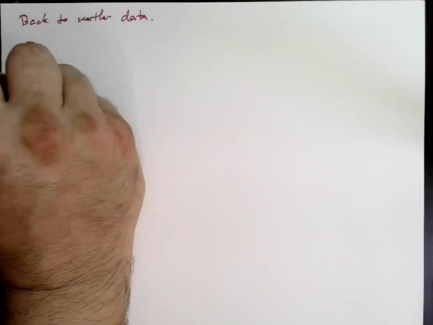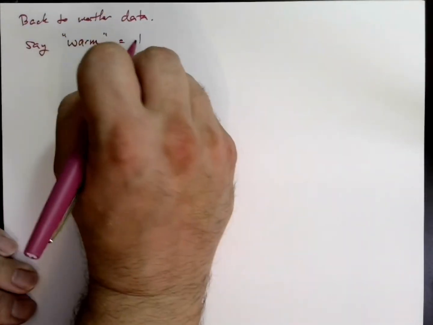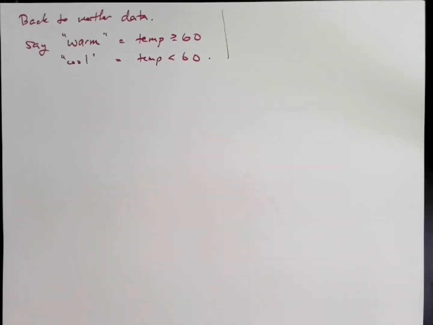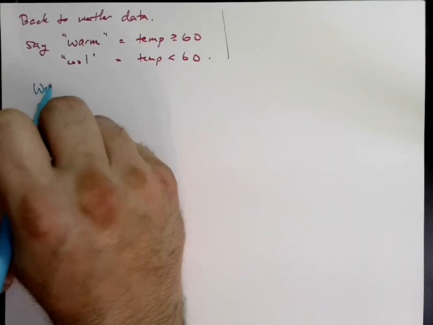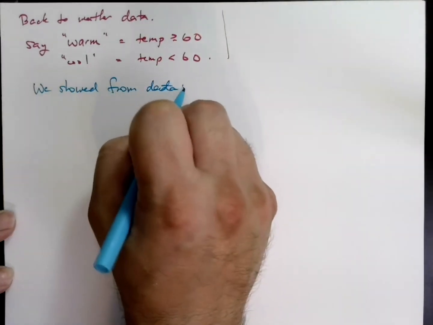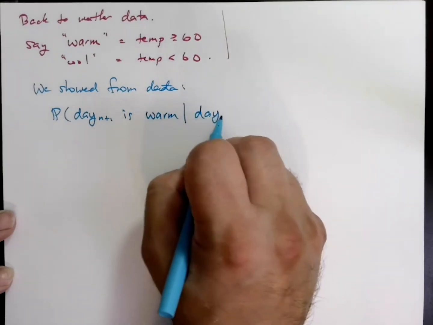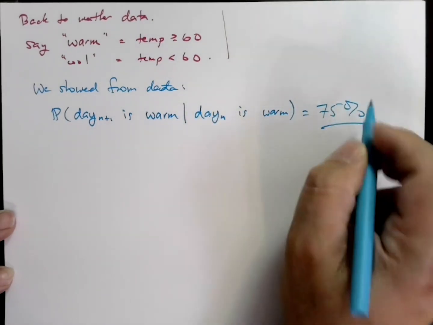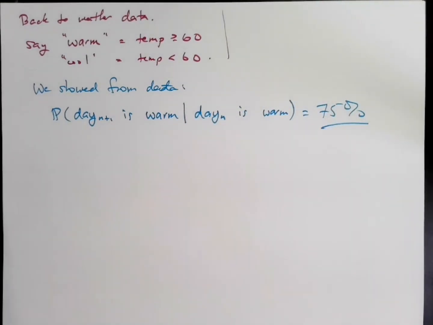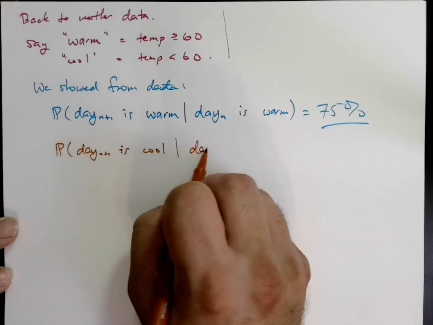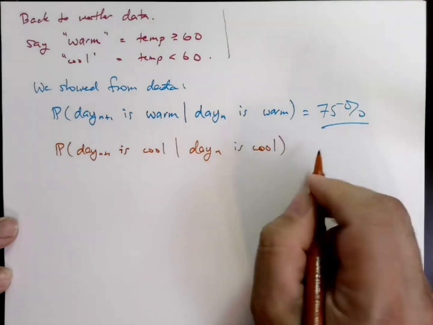For some terminology, let's say that a day is warm if the high temp is 60 or above, and it's cool if the temp is less than 60. We showed from the data before that the probability that the next day is warm, given that the current day is warm, is 75% from the data using those two dates. We can also go back to the data and do a similar calculation and find that the probability that the next day is cool, given that today is cool, is 58.6%.